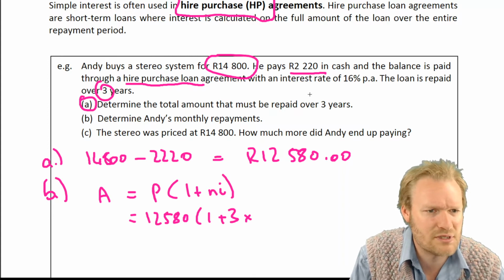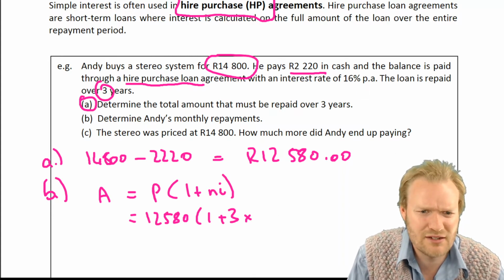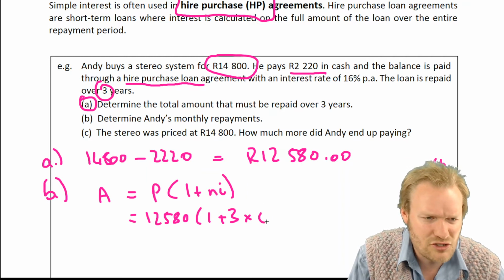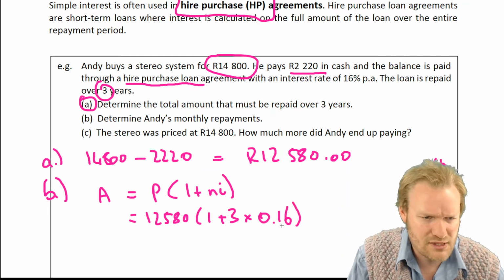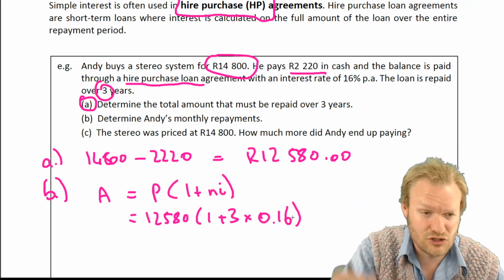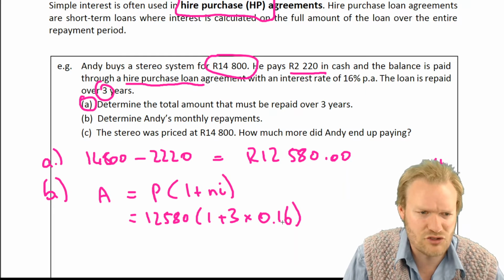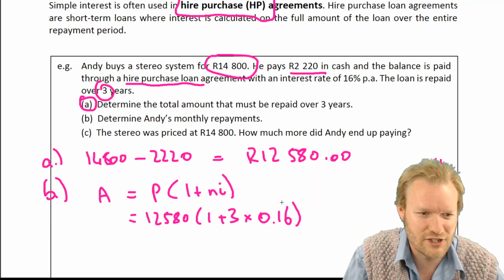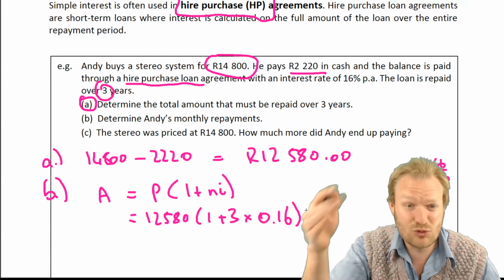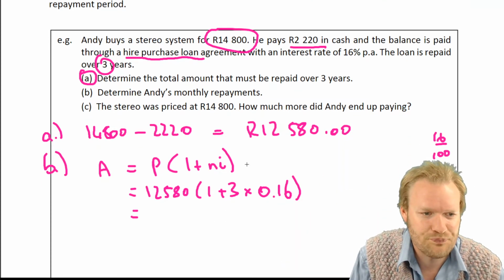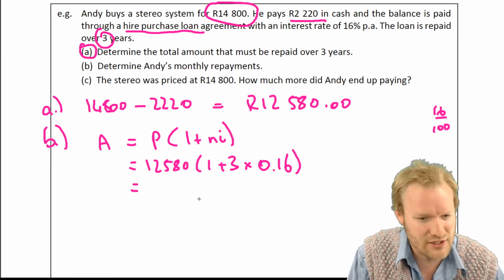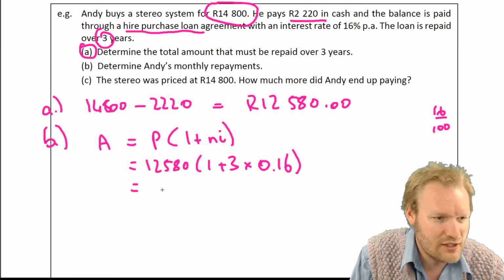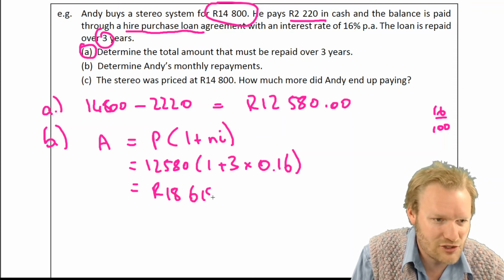So 3 years times 16%. Remember, 16% is like 16 over 100, so 0.16, because two decimal places is like going over 100. It wouldn't make sense to go 1.6, because 16% is a fraction less than 1, and it wouldn't be 0.016. We'll get the hang of turning these things into decimals. So punch that into the calculator and we get 18,618 Rand and 40 cents.